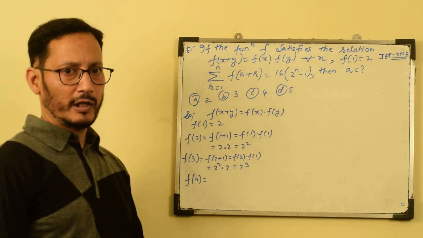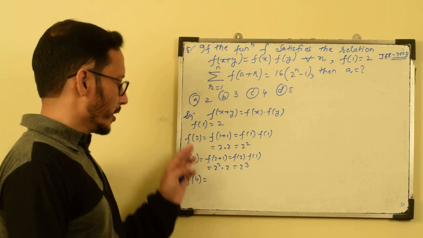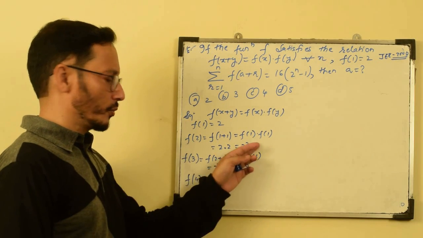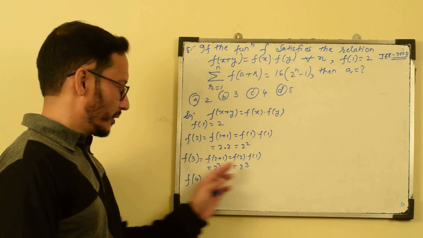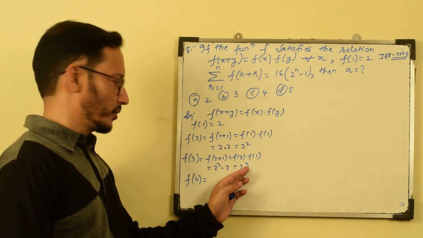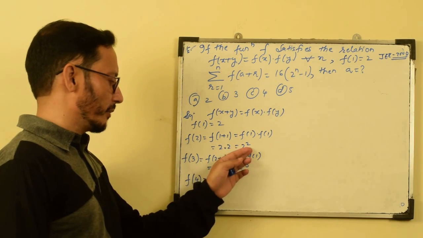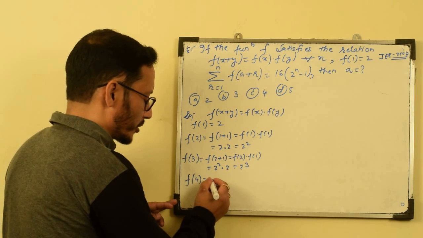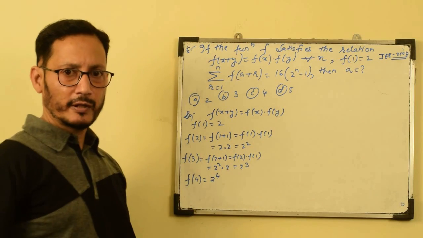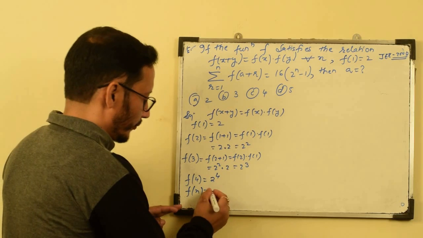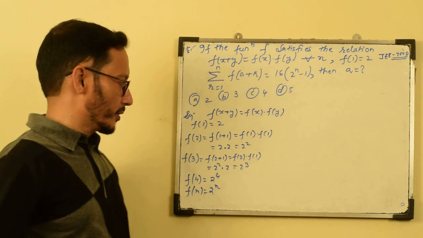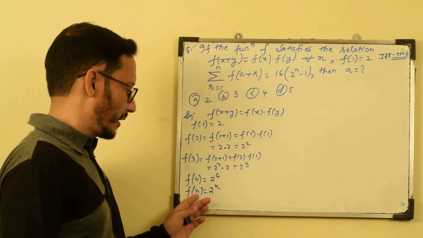Yes, we can find the value of f of 4. So f of 2 means 2 square, f of 3 means 2 cube. So here the power is 3, here it is 2. So f of 4 means 2 to the power 4. You can write it. So f of n will be how much? Again, we can write it as 2 to the power n.